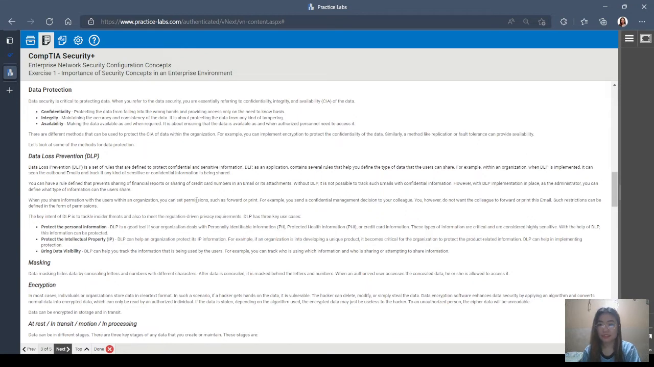There are different methods that can be used to protect the CIA of data within the organization. For example, you can implement encryption to protect the confidentiality of the data. Similarly, a method like replication or fault tolerance can provide availability. Let's look at some of the methods for data protection.